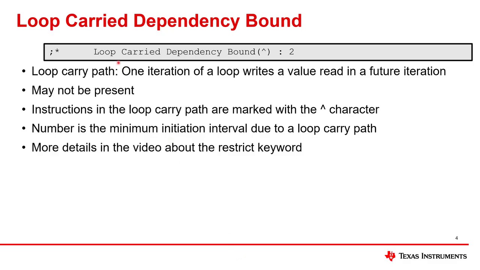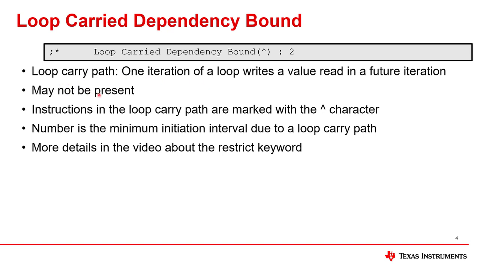When you see the line loop carry dependency bound, what does that mean? It means there's a loop carry path, and that's where one iteration of a loop writes a value that's going to be read in a future iteration of the loop. And this can cause the initiation interval to be higher than might be ideal. Remember, the initiation interval is the key metric of the loop that we're trying to keep as small as possible. It's how many cycles are between the beginning of each iteration in the software pipeline.